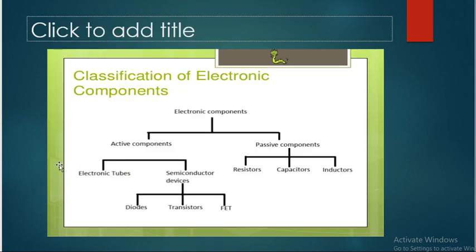Now this is the classification of active and passive components. In this unit under active components we have to study electronic tubes and semiconductor devices. I hope all of you know what semiconductor devices are because you are already studying physics. This is a portion of physics. Inside the semiconductor devices you will study diodes, transistors and FETs. Whereas passive components are classified as resistors, capacitors and inductors.